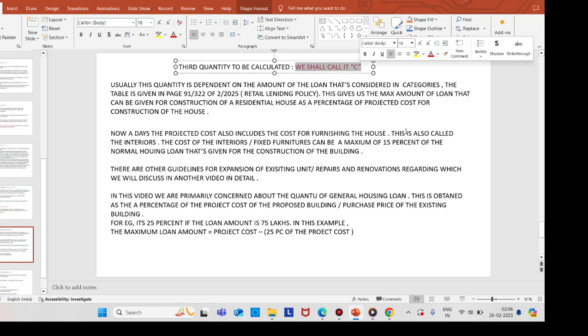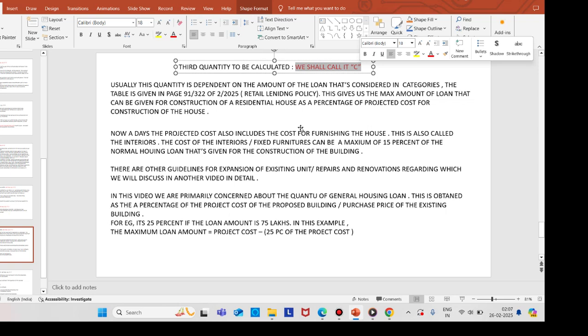While calculating quantity C, which depends upon the project cost or purchase price of the residential house the customer is planning to buy or construct, the loan amount will change depending upon the amount. For example, if the amount is more than 1 crore, then the maximum loan that can be given is 75 lakh only, because a 25% margin will be there. So the margin varies depending upon the project cost. Sometimes it is 10%, sometimes 25% and sometimes 20%.